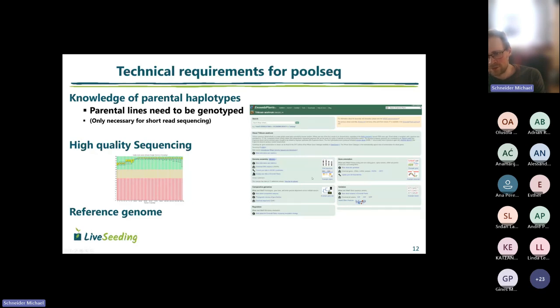For the majority of crops, such reference genomes are available. For the most prominent ones, like wheat shown here, they are also on chromosome scale. And we usually also find some variation database, where we find single nucleotide polymorphisms, for example, that have been reported before.